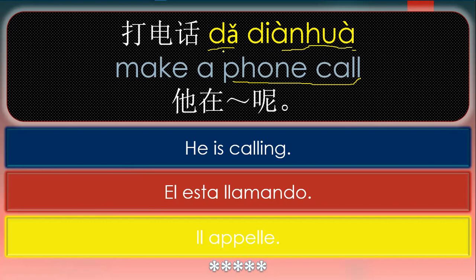But now when we add da and then Dian Hua, now we're saying you are hitting the telephone. So now you're making a phone call. Phone call. All right.